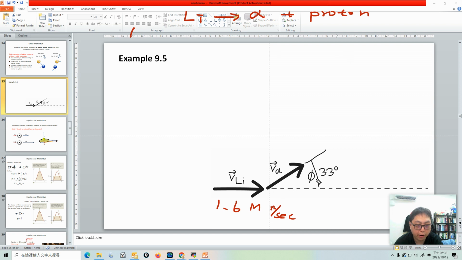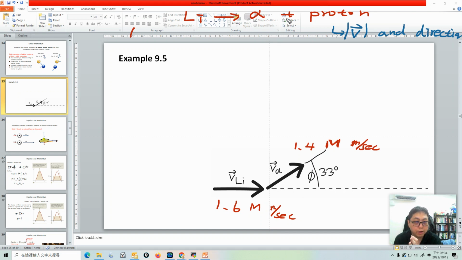One is an alpha particle, the other is called proton. The alpha particle's direction is 33 degrees with respect to the horizontal direction, and its velocity is 1.4 million meters per second. The problem wants to ask for the magnitude of the velocity and the direction of the proton. Very simple, it's a split problem. Maybe some certain action makes the Li split into two, and we don't need to care about their interaction.